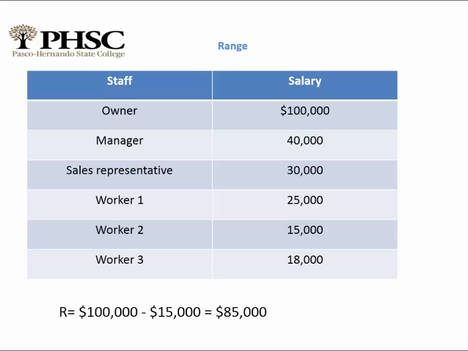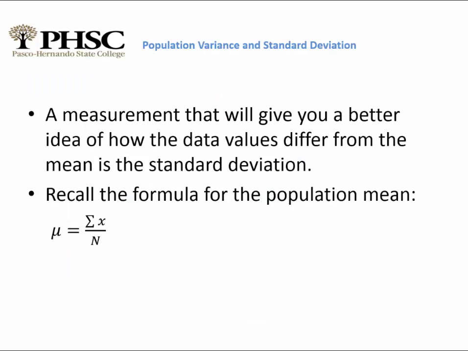The next thing that we're going to talk about is population variance and standard deviation. A measurement that will give you a better idea of how the data values differ from the mean is what we call the standard deviation. If you remember, the formula for the population mean is mu is equal to the summation of x divided by n. So here are the steps to finding the population variance and the standard deviation.